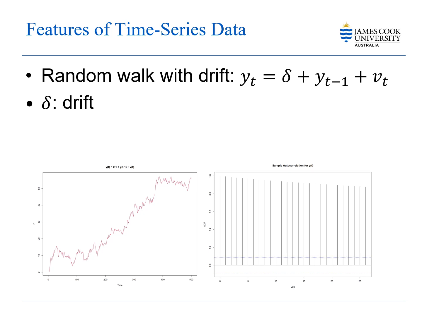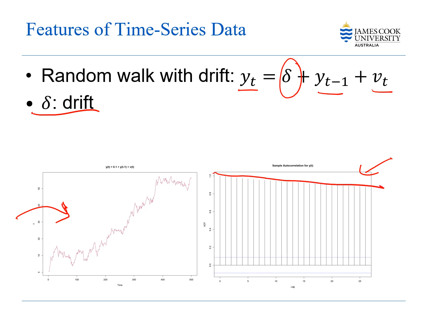Alright, sometimes we can have a random walk with drift. So yt is delta plus yt minus 1 plus vt, where delta is a constant term. This delta is called drift, and a realization of this process looks like this. It is kind of wandering around, and clearly the sample autocorrelation is very persistent. So this process is not stationary.